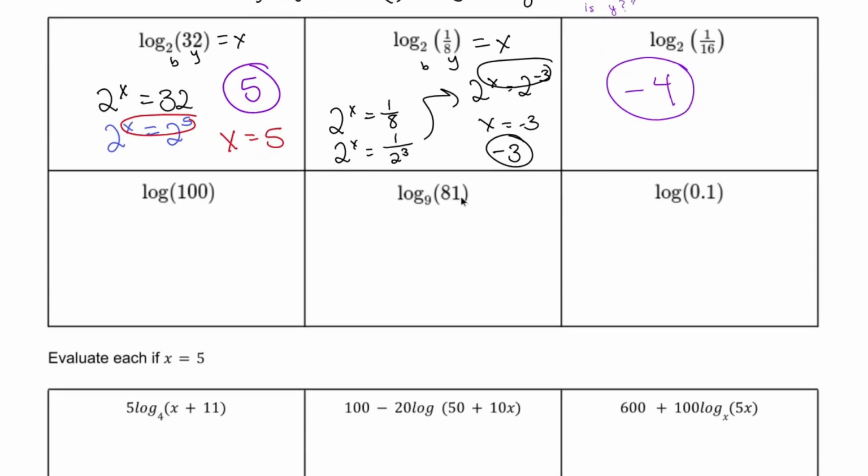Okay? That's log base invisible 10. So 10 to the what power gives me 100? 10 squared gives me 100. The answer is 2. 9 to the what gets me 81? 9 squared gets me 81.